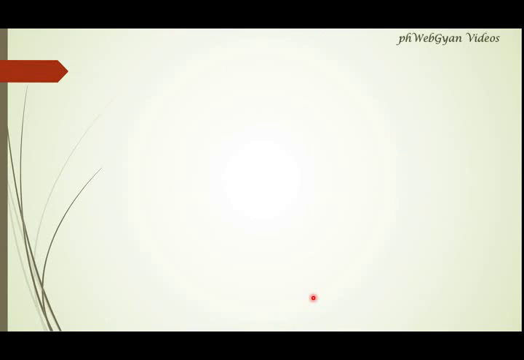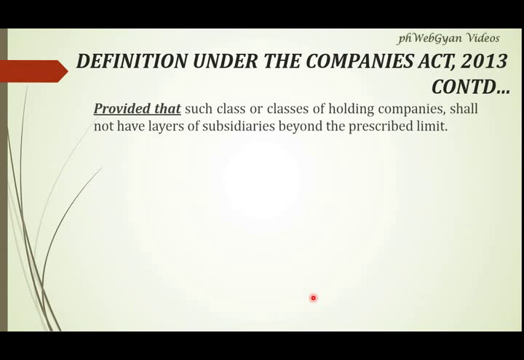Provided that, now there is one proviso to the section, to the definition. It says that provided that such class or classes of holding companies shall not have layers of subsidiary beyond the prescribed limit. So here the word layer has been used. Layers means the subsidiary of a holding company. So a holding company cannot have layers of subsidiary beyond the prescribed limit.